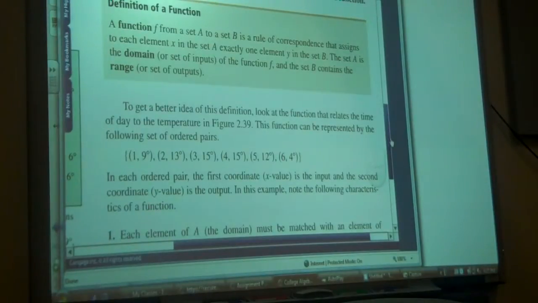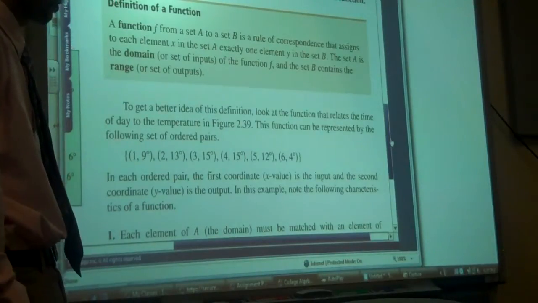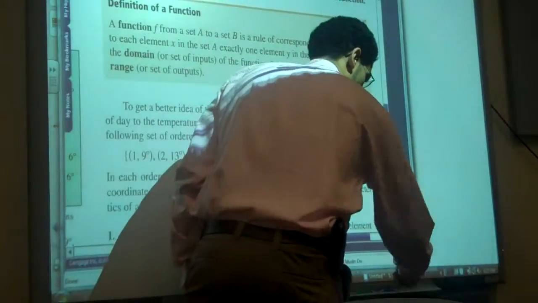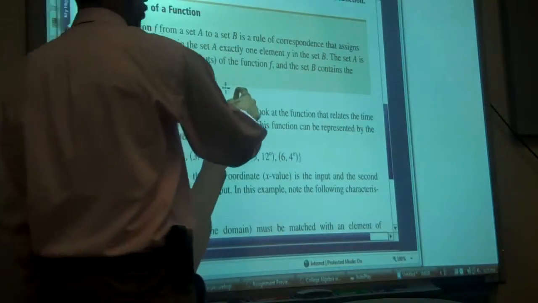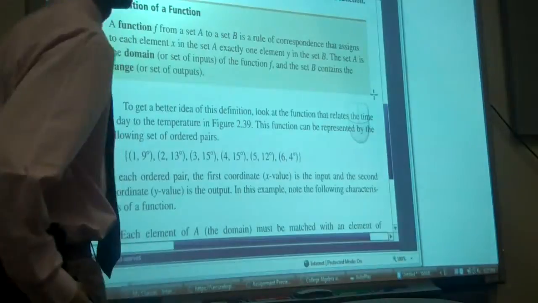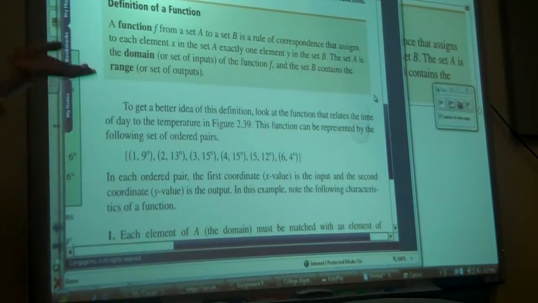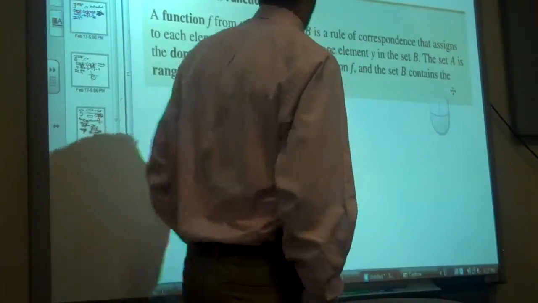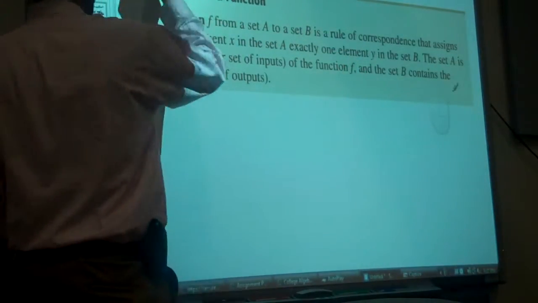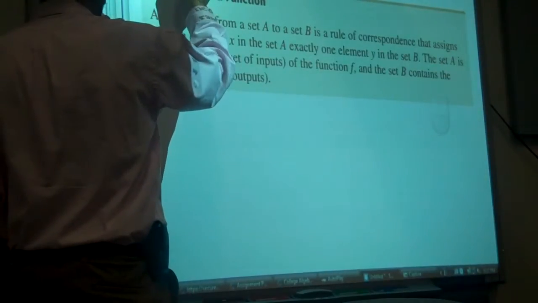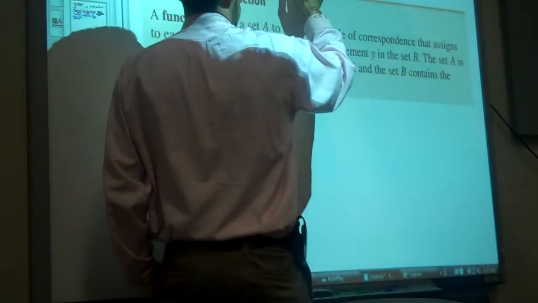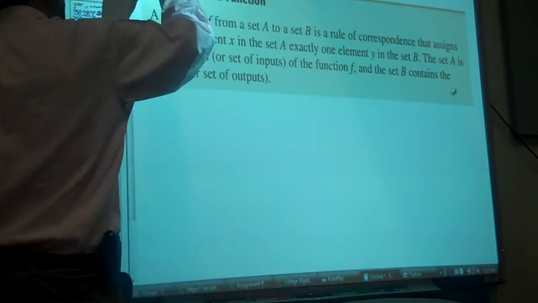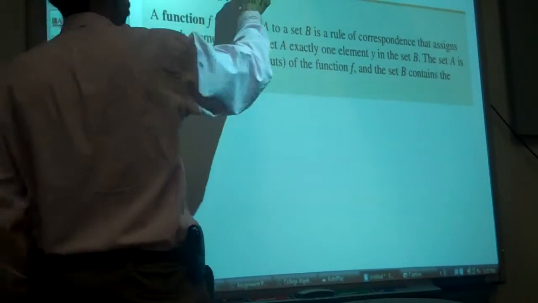In 2-4, we talk about what a function is, the formal definition. And then we do a bunch of finding the domain, finding the range, telling whether or not we have a function, evaluating the function, maybe even graphing a function. So here is the formal mathematical definition. This is section 1.4 in the physical text, 2.4 in the online text.